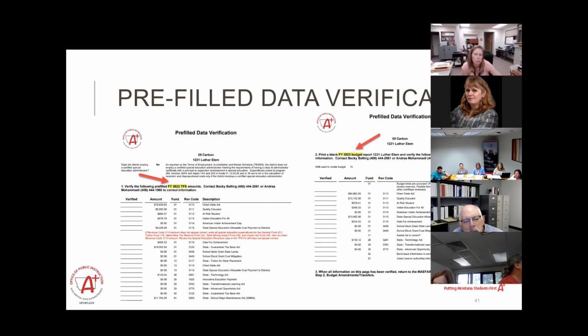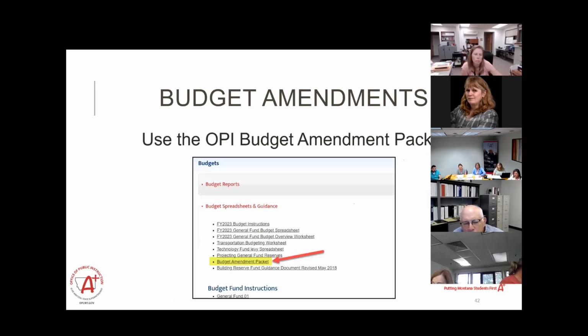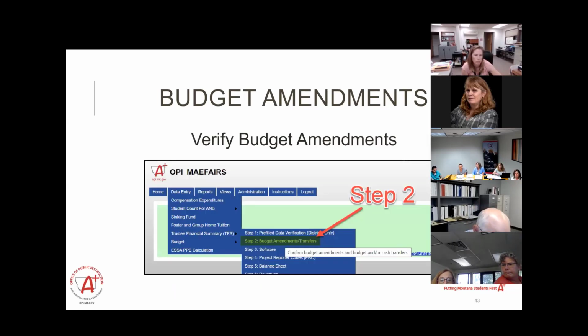Okay, once you verify your data, you're ready to move on to step 2. So step 2 of the TFS is budget amendments and transfers. You can find the budget amendment packet located if you navigate from the subject area tabs to the budget spreadsheets and guidance. There is the budget amendment packet, which provides instructions on the steps required to complete a budget amendment. Budget amendments needed to be signed by June 30th to be included in TFS 2022. If you had a budget amendment that was signed, but you do not see it in step 2, please contact me immediately.